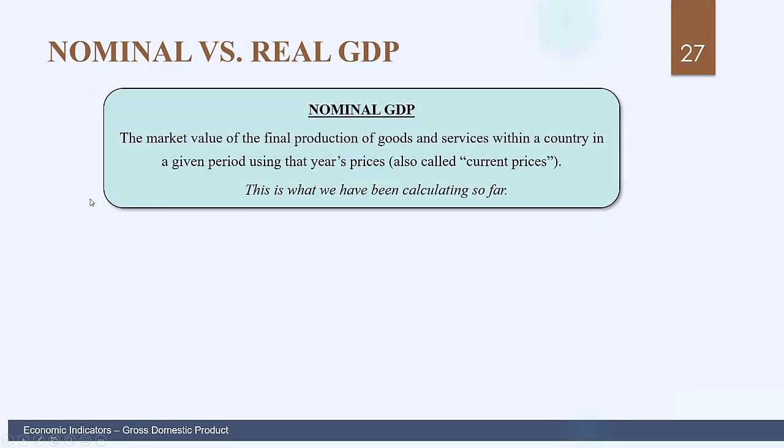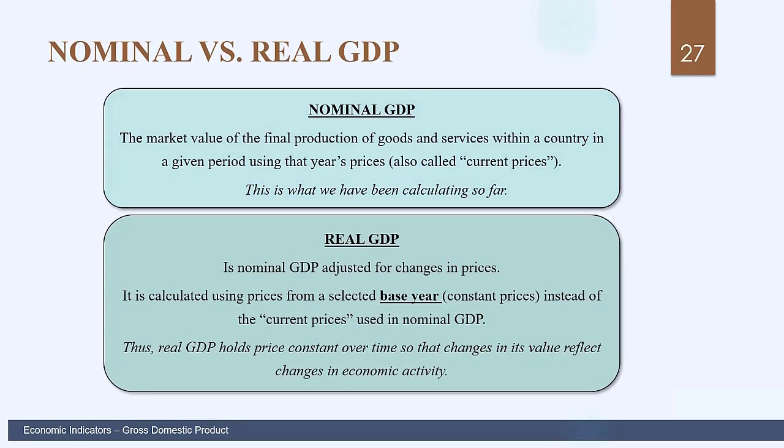So nominal GDP is the market value of the final production of goods and services within a country in a given period using that year's prices, which we can also call current prices. And that's what we've done up to this point. Now, real GDP is nominal GDP, but adjusted for changes in prices. It's calculated using prices from a selected base year instead of the current prices used in nominal GDP.